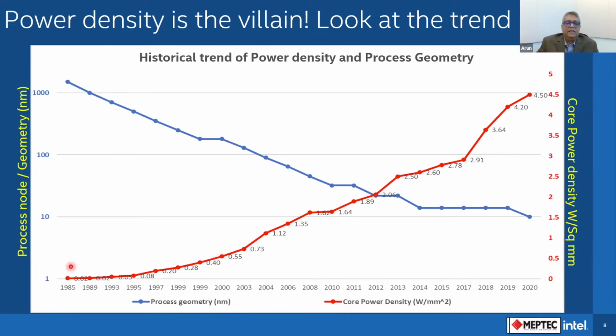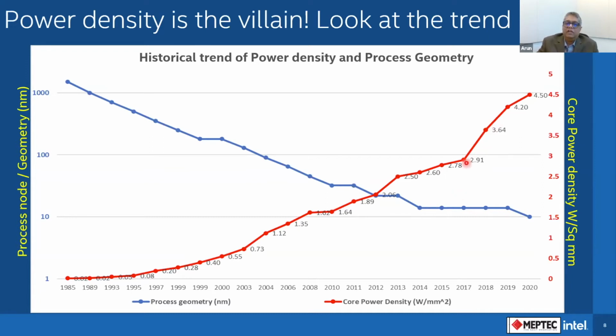And the power density is increasing slowly. And it shot up somewhere near Pentium 4. This is where I joined as a thermal engineer. You can see there is a steep increase. And even in those years where we kept the process node the same, the power density kept on increasing.